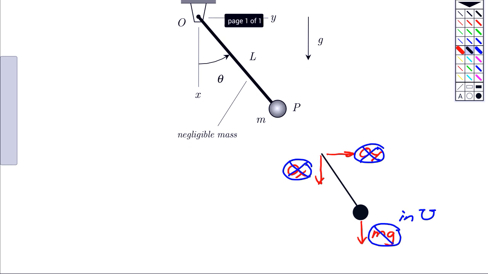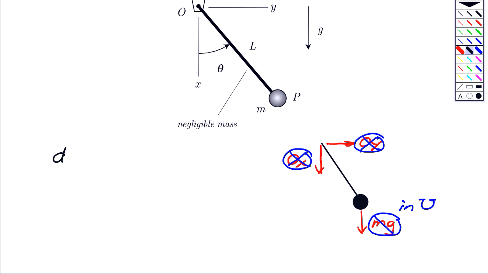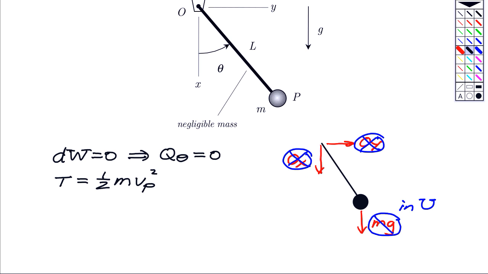So the differential work, the conclusion from that, is 0. Therefore, our generalized force Q theta is 0. The kinetic energy expression T is 1/2 mv squared, where v is for the particle P. And from kinematics, we know that the speed of P is equal to L times theta dot. So this becomes 1/2 mL squared theta dot squared.